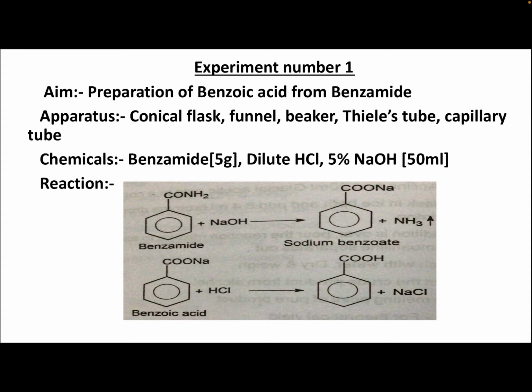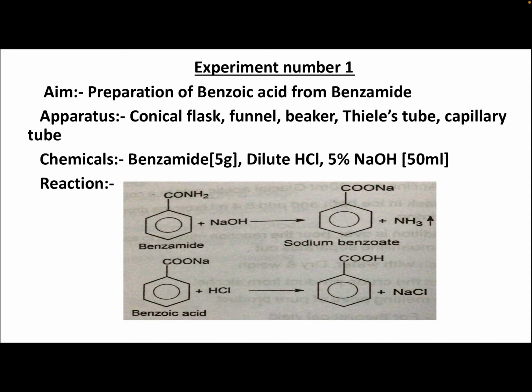Apparatus: conical flask, funnel, beaker, Thiele's tube, capillary tube, etc. Chemicals: benzamide 5 gram, dilute HCl, 5% NaOH, 50 ml. Reaction: benzamide plus NaOH gives sodium benzoate, and ammonia is removed. Then sodium benzoate plus HCl gives benzoic acid.